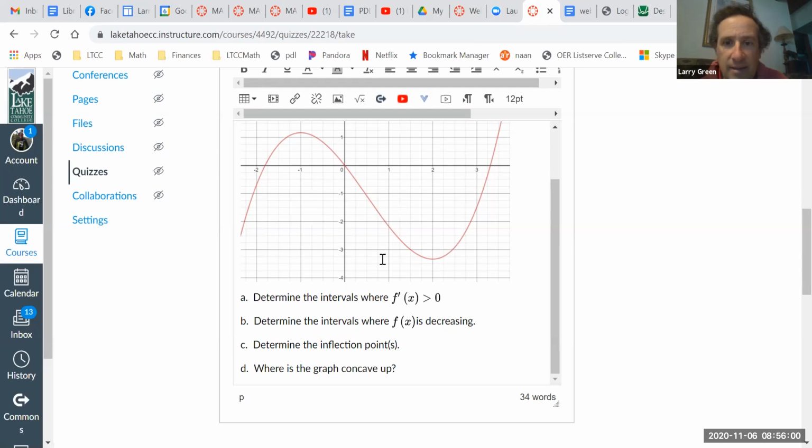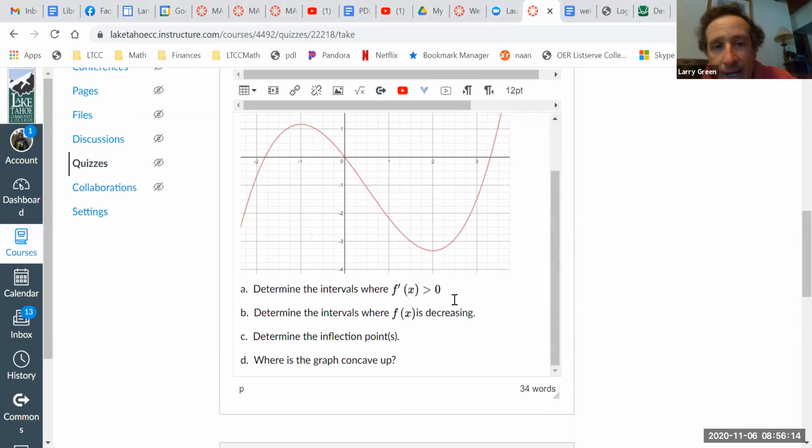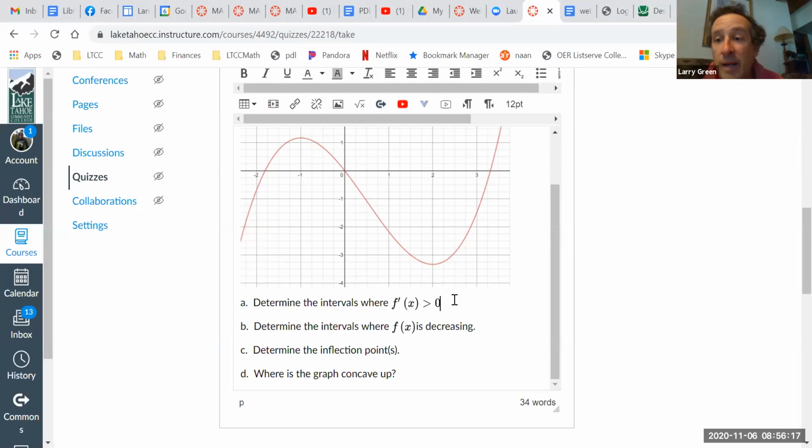And that is, we need to first look at this graph. And part A is determine the intervals where f prime of x is greater than 0. What I anticipated is eyeballing it. Again, you're not supposed to come up with the equation of the function. This is just understanding what it means for f prime to be positive. So what's the first? There's a couple intervals. What's the first interval where f prime of x is greater than 0?